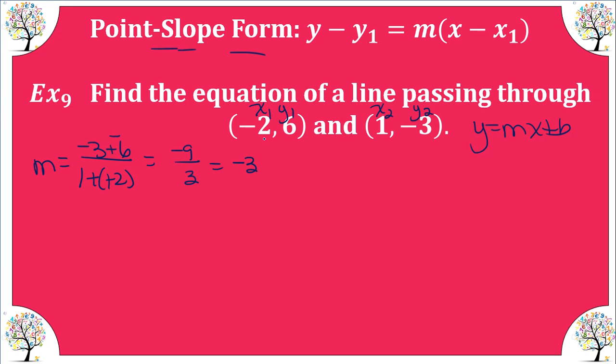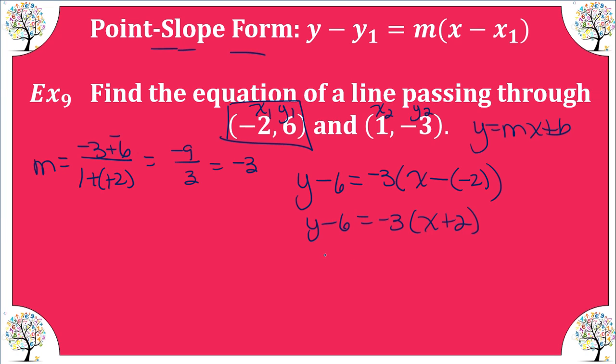Now I'm just going to use this first ordered pair to be the values for y1 and x1. Again, I'm going to be very careful plugging in. I have y minus y1, 6, equals my slope of -3, and then x minus my x1 value of -2. So this is point-slope form. If you were asked to identify point-slope form, this would be what you would give us.